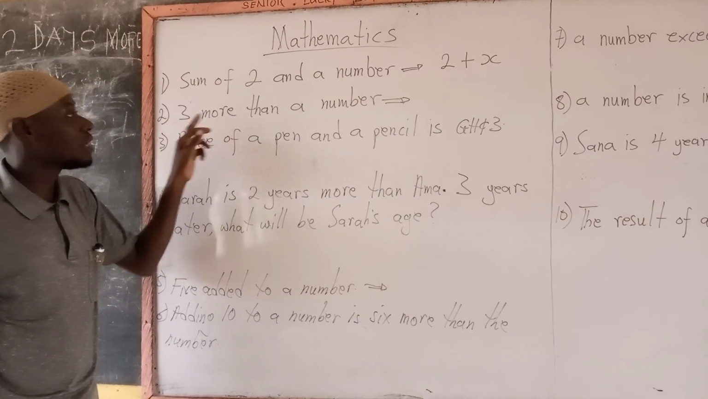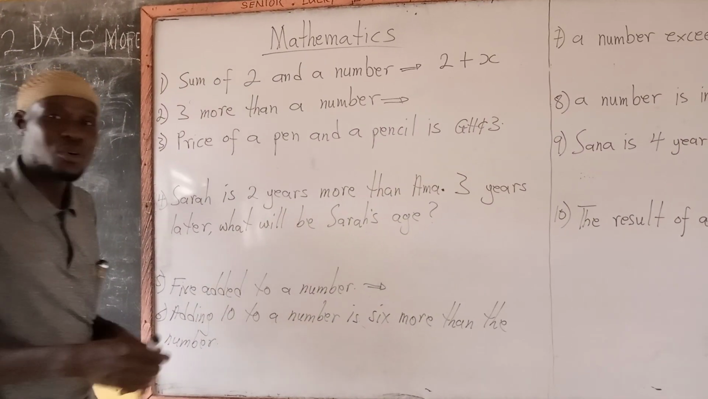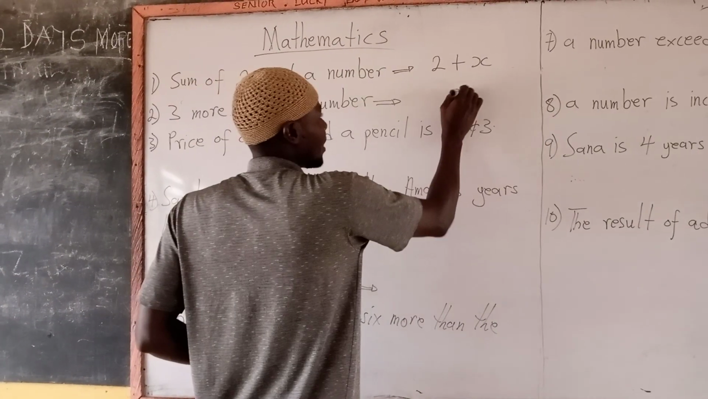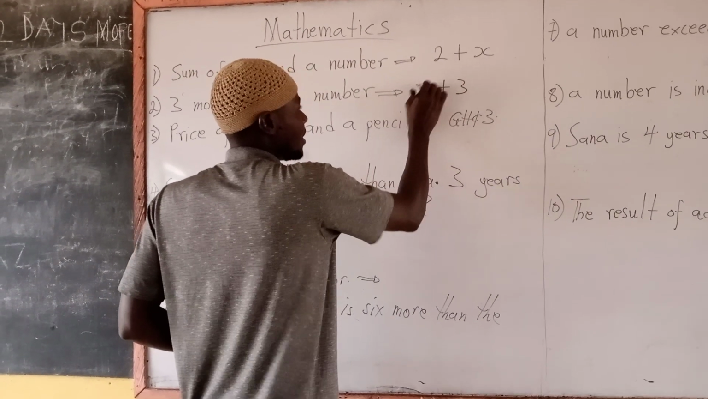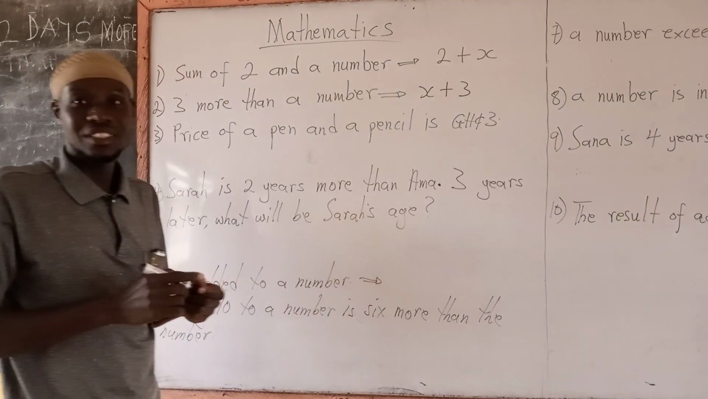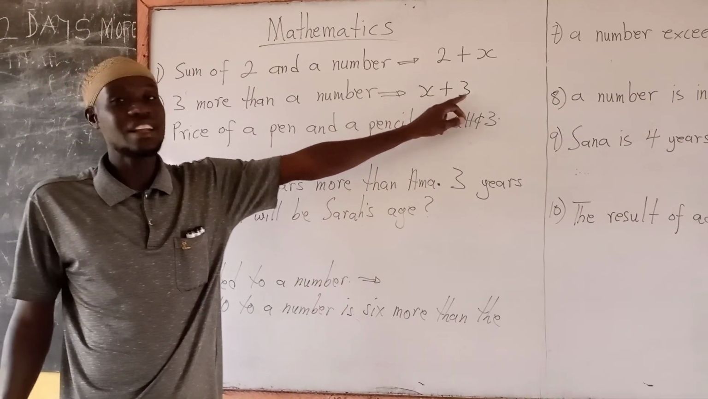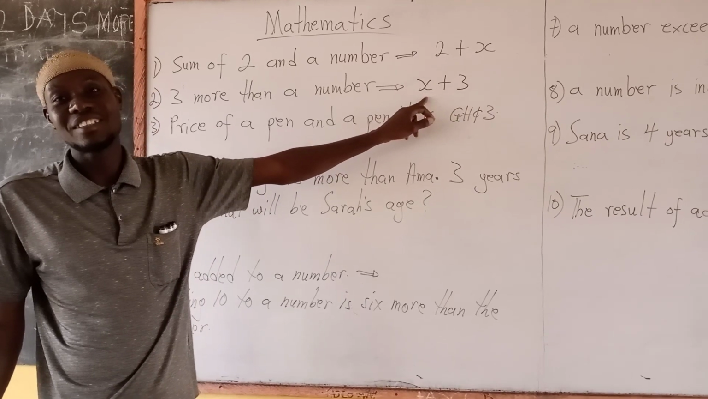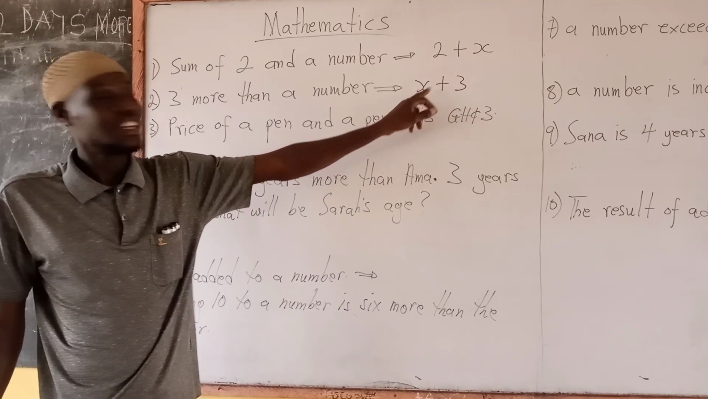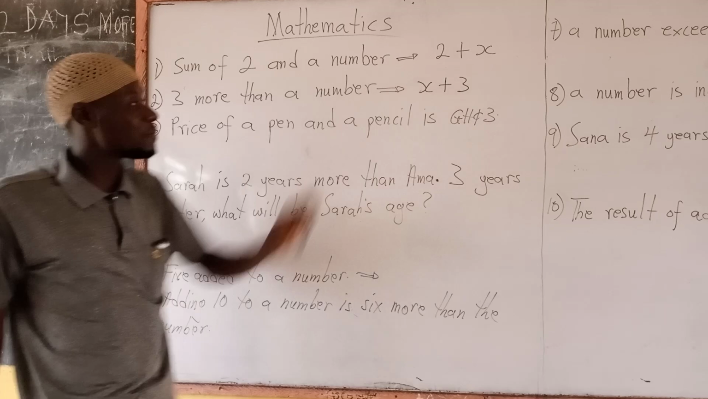The second one: 3 more than a number. In other words, adding 3 to a certain number we don't know. 3 more than a number.